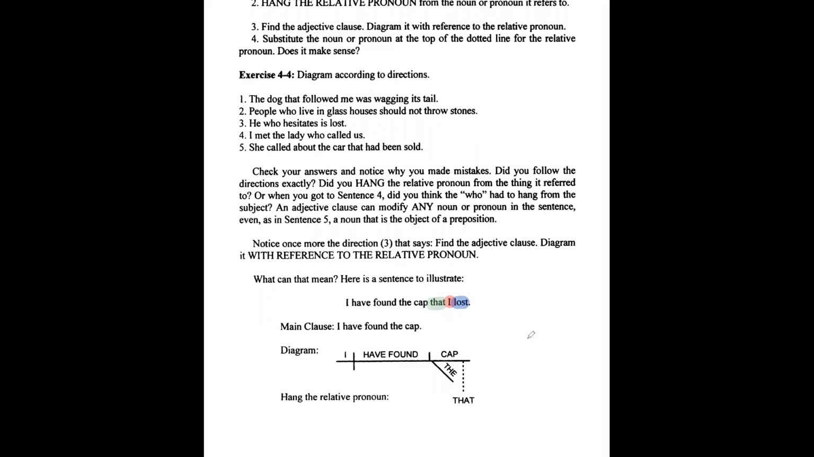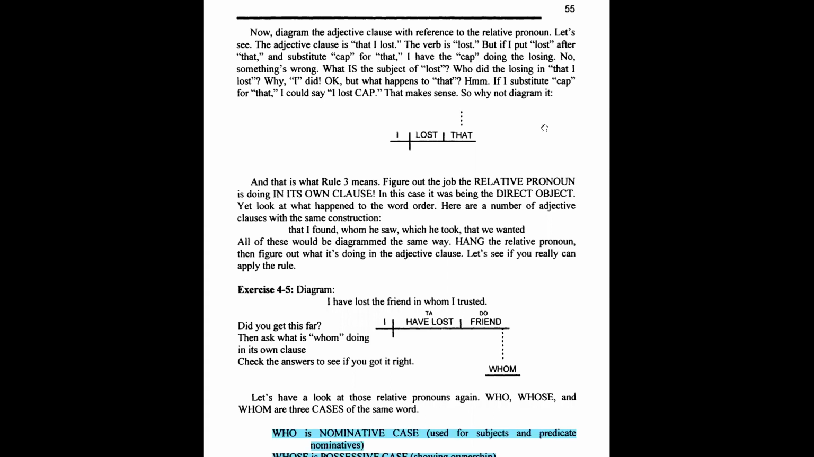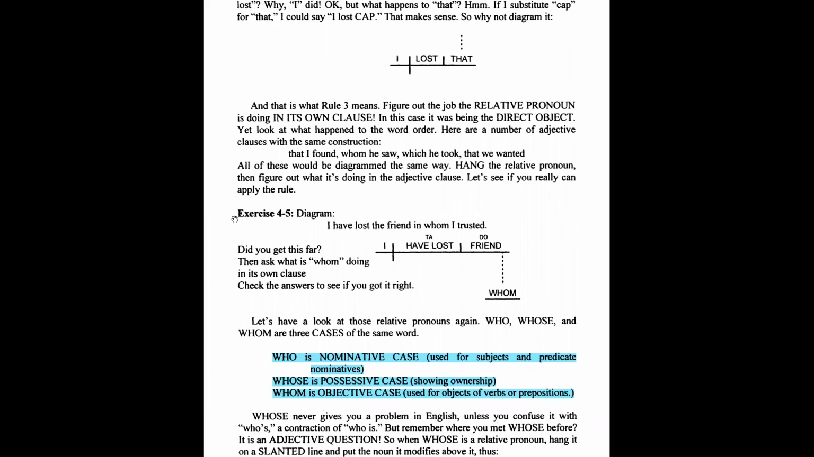Okay, so you have to do this at every single adjective clause with a relative pronoun, which can be somewhat cumbersome, but just take your time and go through it. So let's look at number 5 here. She says, look at what happened to the word order here. That I found, whom he saw, which he took, that we wanted. So these are some more examples like the one that we just saw, that I lost, that I found.